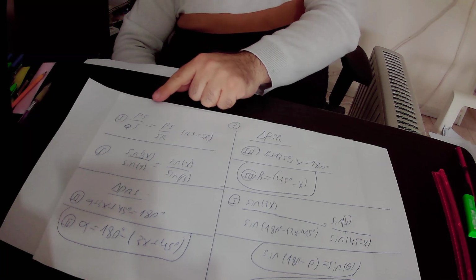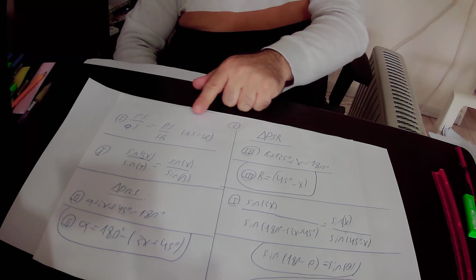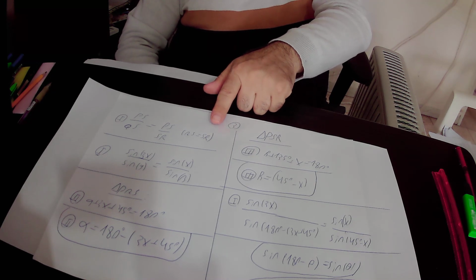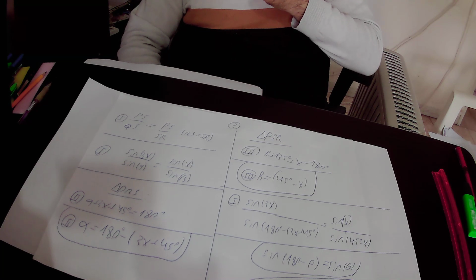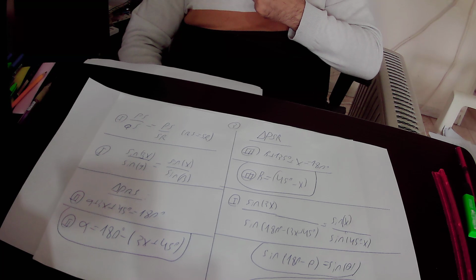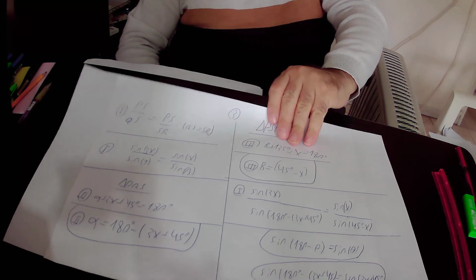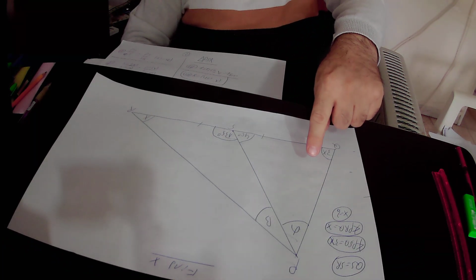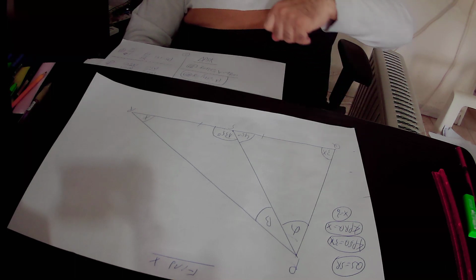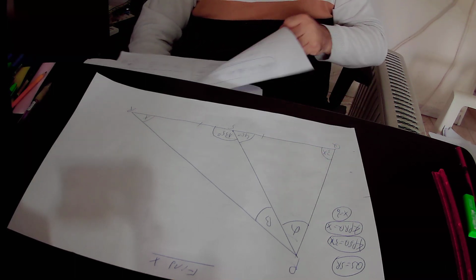According to equation number 1, PS over QS equals PS over SR, and why is it true? Because QS equals SR. But according to the law of sines, A over B equals sine A over sine B, which is true in any triangle. PS over QS, if we relate to triangle QPS, will be equal to sine 3x over sine alpha.